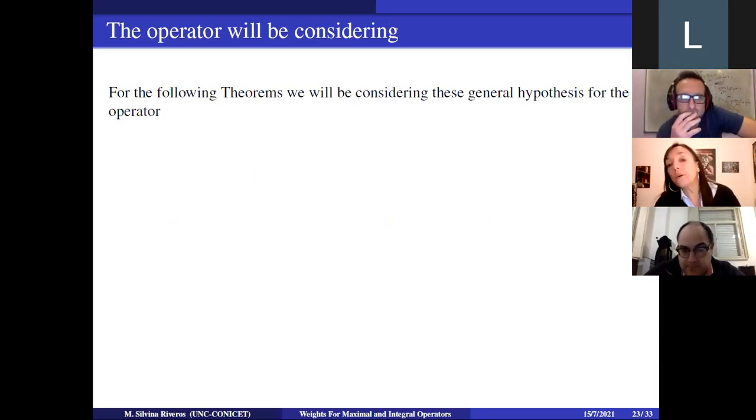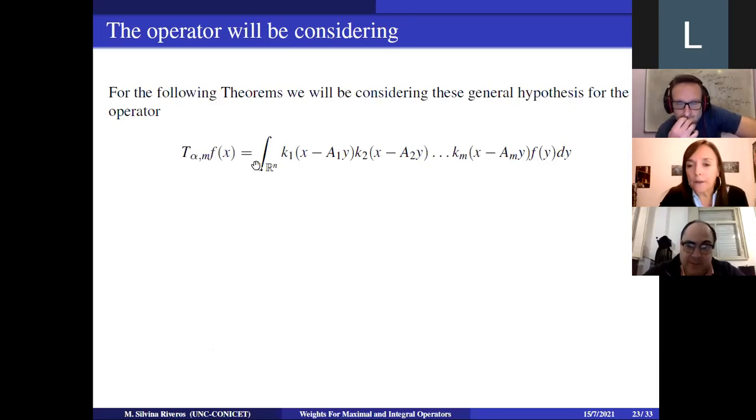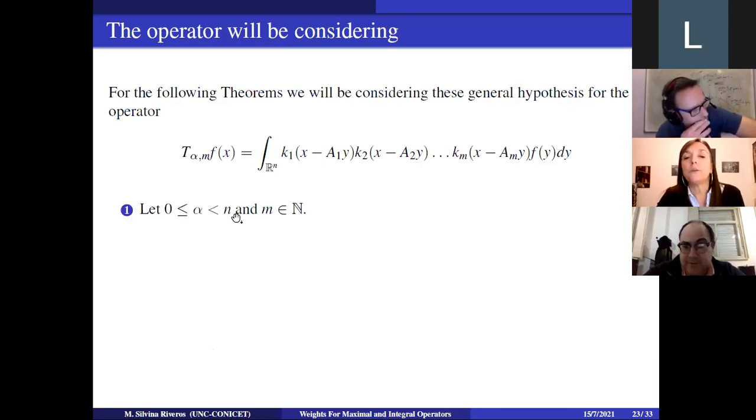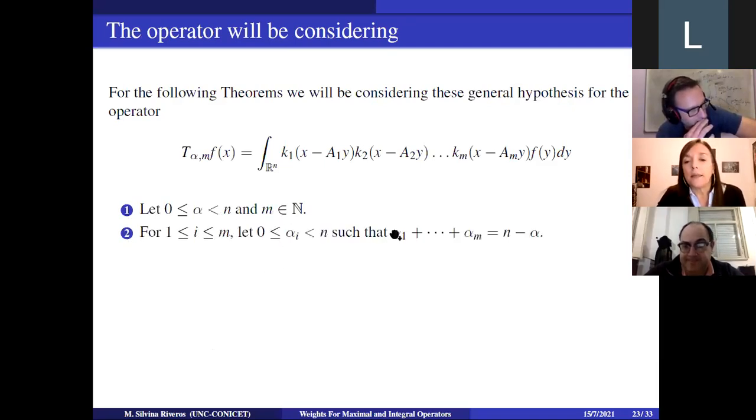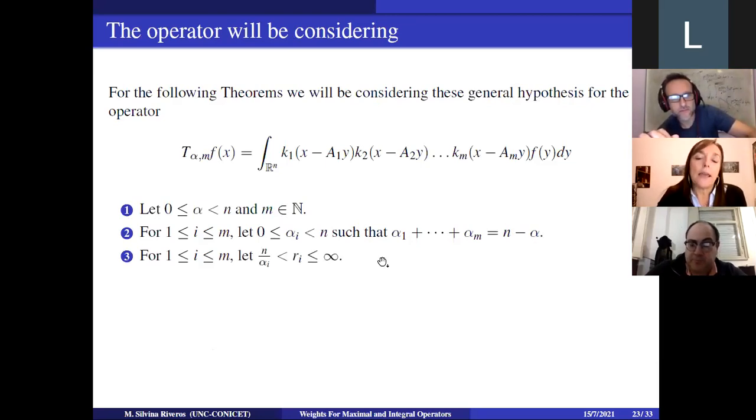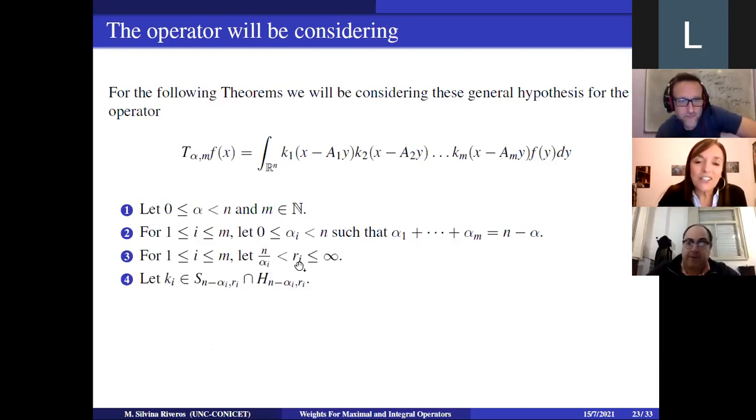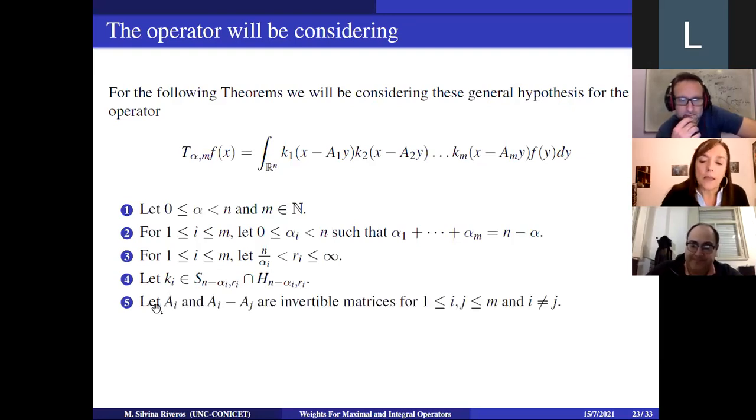So in the following theorems, we will consider the following hypotheses. I will put it all in one. We will have m kernels. Alpha will be a number greater than or equal to 0 and less than n. m will be a natural number. Alpha 1 to alpha m will be such that their sum is n minus alpha. R sub i will be numbers satisfying this condition, and K sub i, the kernels, will satisfy this size condition and this Hormander condition, related to alpha i and R sub i. And also the matrices will be invertible, and the difference also invertible.